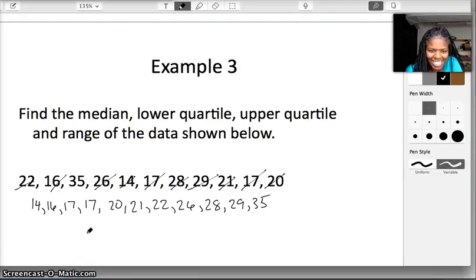Okay, so now that that's done, we're going to find the median. Since there's 11 data points here, 1, 2, 3, 4, 5, 6 is going to be the center. Let's check it out. 1, 2, 3, 4, 5, 6. All right, so 21 is my median.